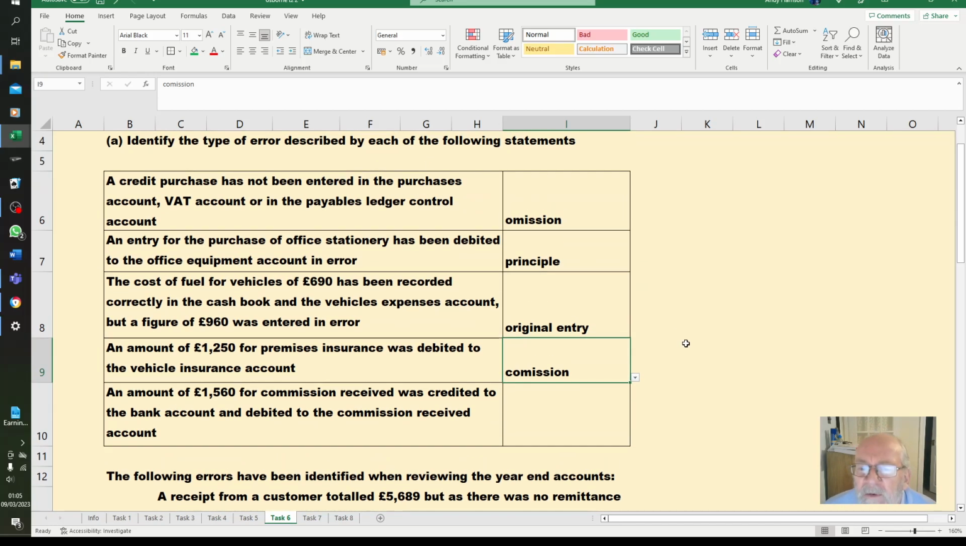Now this one, bearing in mind we've had those 4, pretty much guess which one, almost the first half sentence gives it away. Commission received is a credit entry.